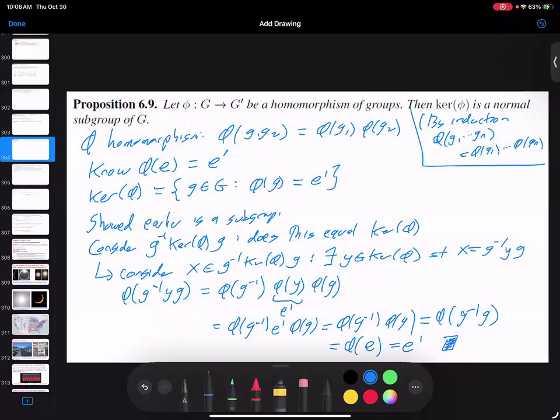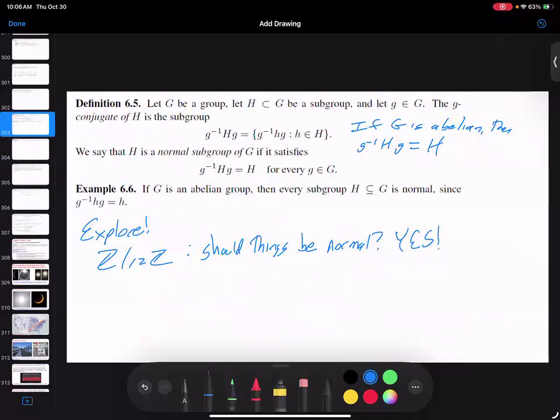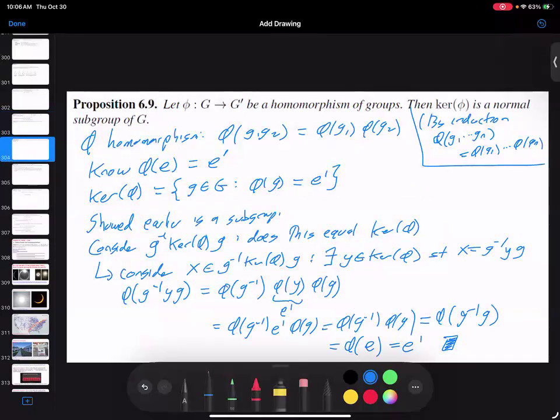So this now motivates a bit why we were looking at conjugation by multiplying on the left by G inverse and on the right by G. If things are abelian, the G inverse and the G hit each other and they cancel. We see now that the kernel is a normal subgroup.